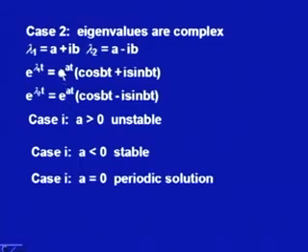What we can do is that when a is equal to 0, the first part will be cos bt plus i sin bt, the second part will be cos bt minus i sin bt, and the solution will be a linear combination of these two. This linear combination can be solved and one can find the trajectory, which is periodic. So, when a is equal to 0, we will have a periodic solution.